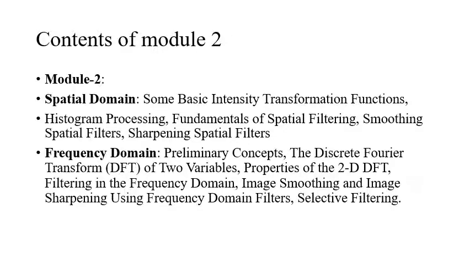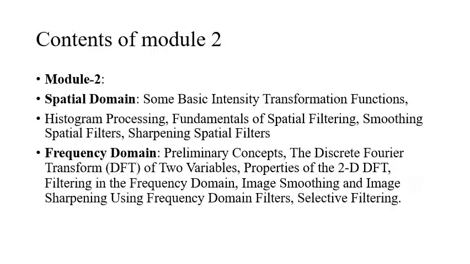As I told you, in module 2, you'll be studying spatial domain as well as frequency domain transformations. So in spatial domain, first you'll be studying some basic intensity transformation functions, followed by histogram processing, and some fundamentals of how spatial filtering is done, like smoothing spatial filters and sharpening spatial filters. So some of the spatial filters also you're going to study. And the next part, you'll be studying how image enhancement can be done using the frequency domain.